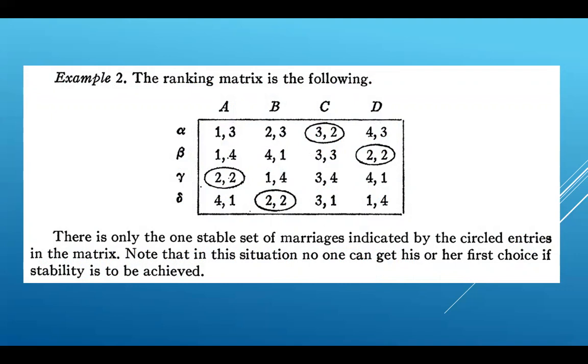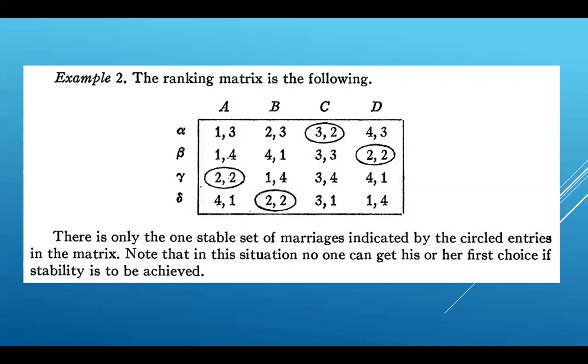Since alpha and beta both propose to A, A would say, okay, I have to make a decision here. So who would A decide to hold the engagement of? Alpha. So in other words, alpha, gamma, and delta all would have a held proposal after the first round. And beta would be left out in the cold. So then what would beta do next?